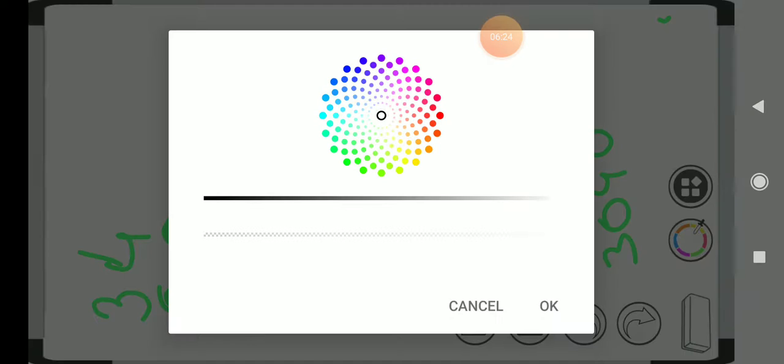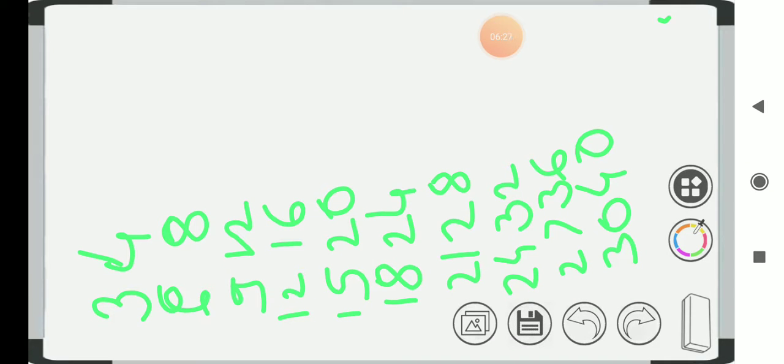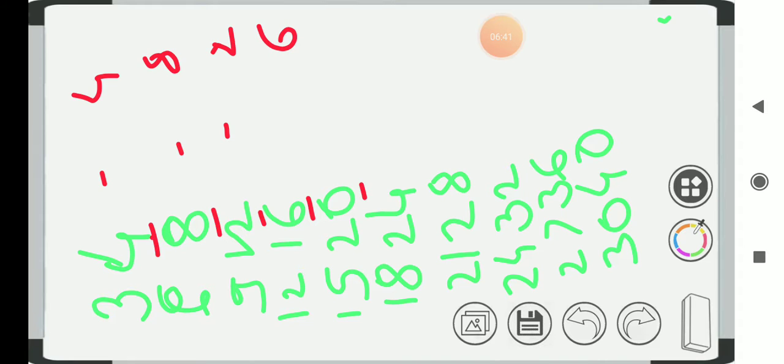I think now you got it. Both tables I have written. Now you have to write the unit place numbers: 4, 8, 2, 6, 0, then 4, 8, 2, 6, and 0. And for the rest of the numbers you have to make the addition.